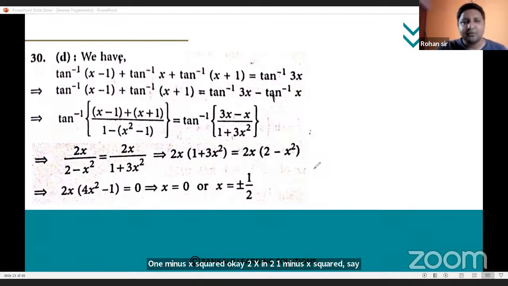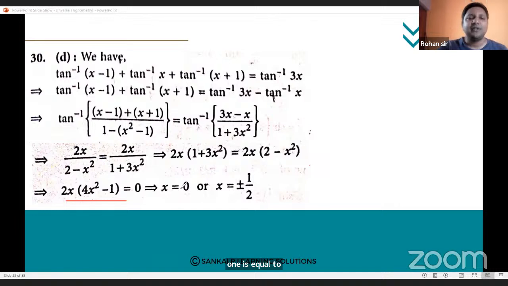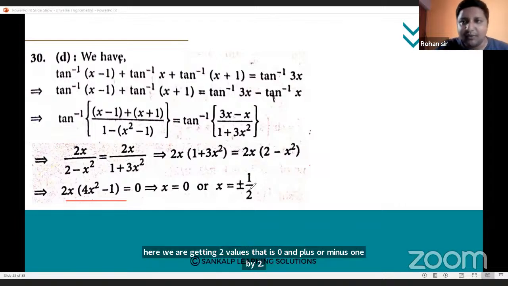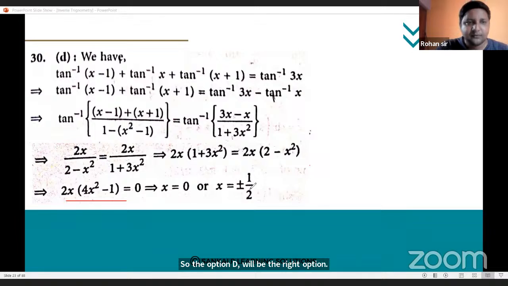When we simplify this, we get a quadratic equation. Simplifying, we get 2x into (4x square minus 1). So 2x equal to 0 gives x equal to 0, and 4x square minus 1 equal to 0 gives x equal to plus or minus 1 by 2. So here we are getting the values 0 and plus or minus 1 by 2. So option D will be the right option. Once again, you all try to solve it later.